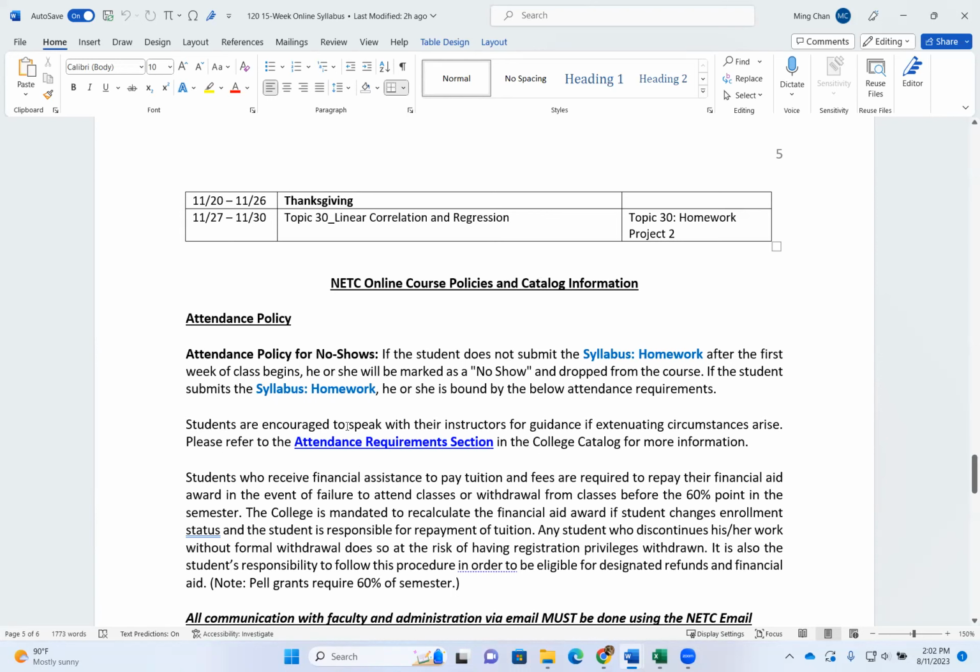Students are encouraged to speak with their instructor for guidance if extenuating circumstances arise. Okay, please refer to the attendance requirement section in the college catalog. So basically what the attendance requirement says in the college catalog is that a student cannot miss more than 20% of the course requirement during the semester.